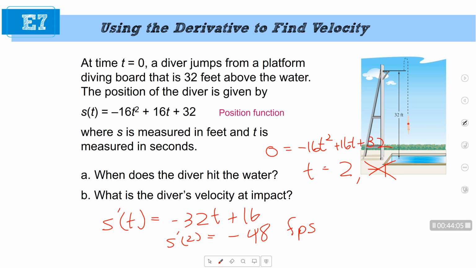Okay? Questions? We're going to start easy. By starting easy, I mean most of the functions you see will be quadratics. You should be masters of quadratics.